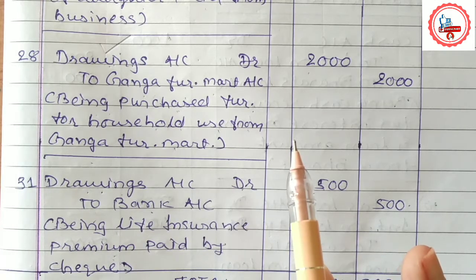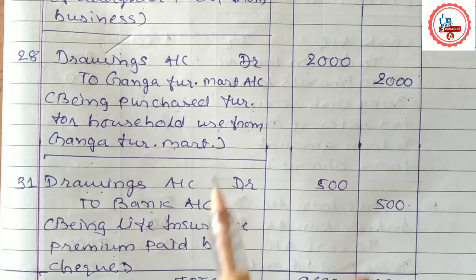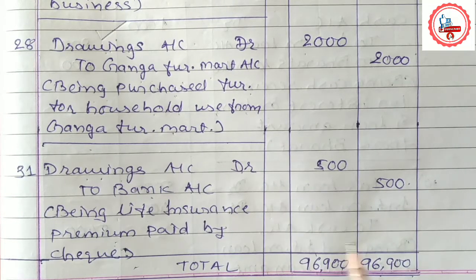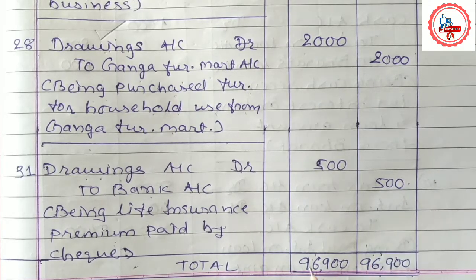All transactions are over. Now just make out the total of the debit column and credit column. You will get the total, that is 96,900 on both debit side and credit side. Right here is the total. The journal entry will be closed by making a double line, and that is compulsory to close your journal entry by making a double line at the end of your journal entry.